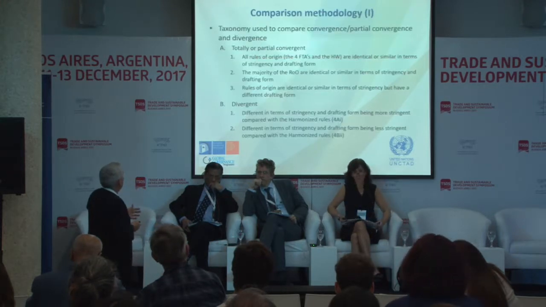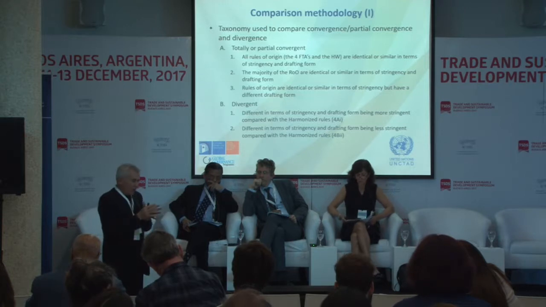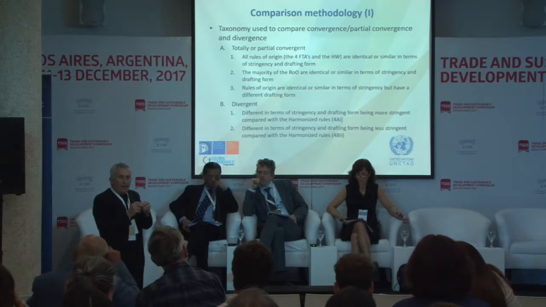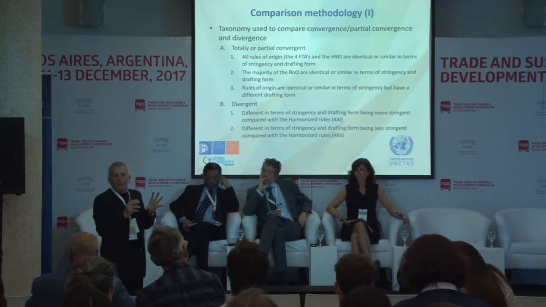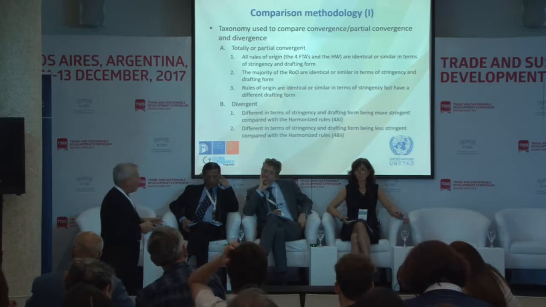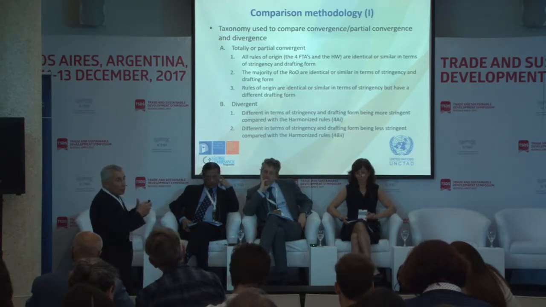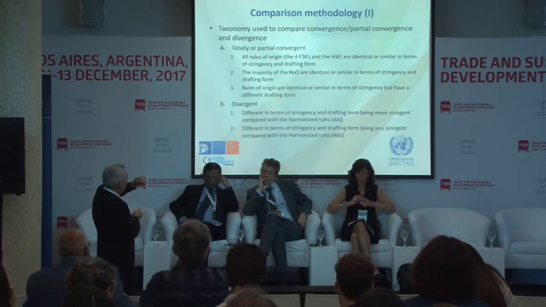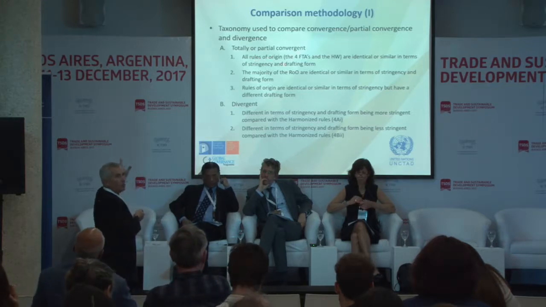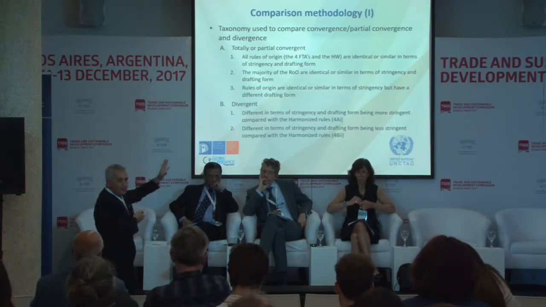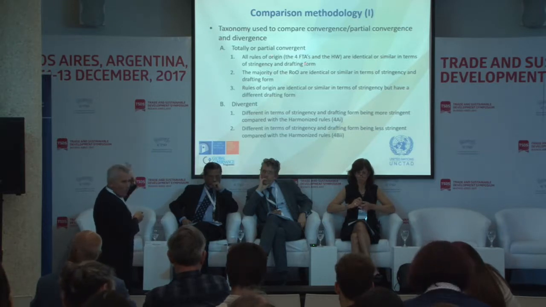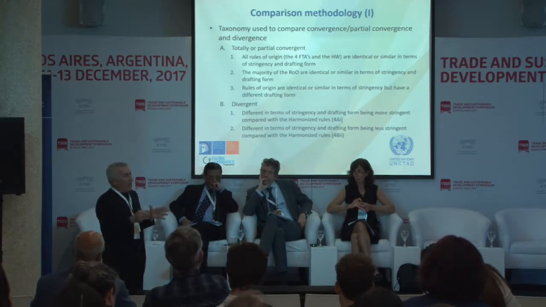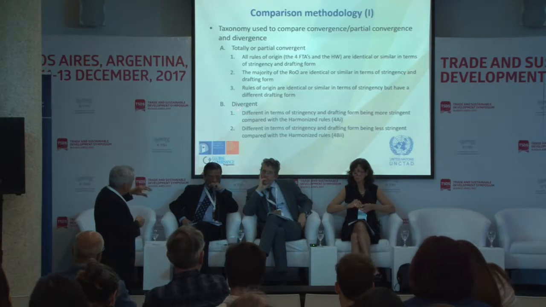Now, we created a taxonomy to see what is the level of convergence and divergence among all these 5 sets of rules of origin. We developed a taxonomy, a methodology to compare the rules of origin. We said there is total convergence when the rules of origin in all 5 agreements are identical. Then there is partial convergence when they are very similar but not identical. And then we took also other categories where they are divergent.